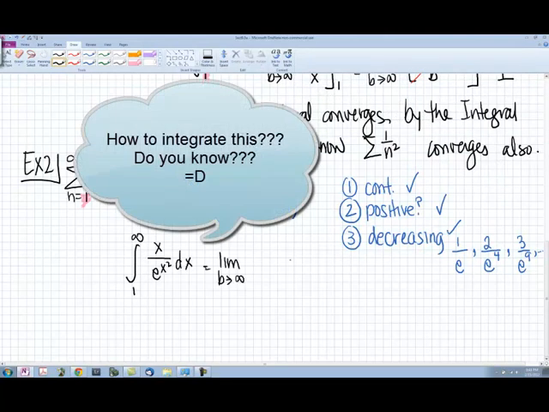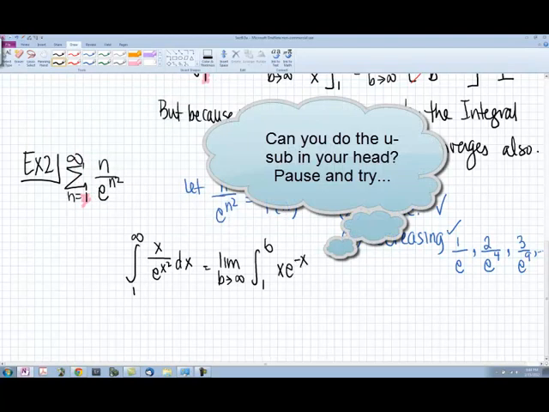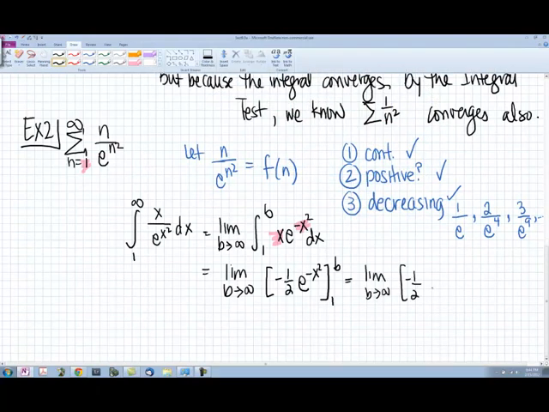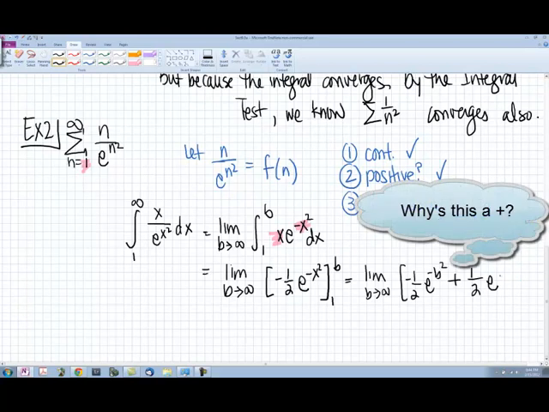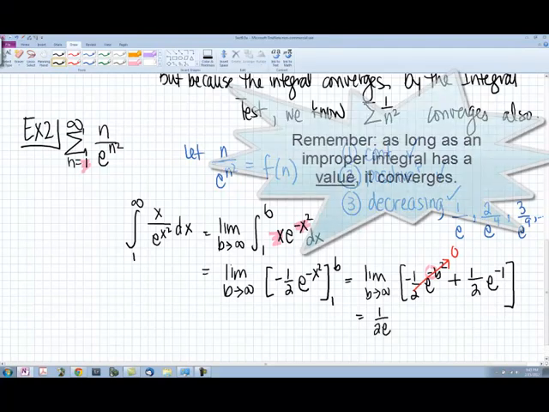But I'm first going to write a limit as b approaches infinity, and I'm going to write x e to the negative x squared instead. So this is actually going to be negative 1/2 e to the negative x squared. After I plug my numbers in, I have negative 1/2 e to the negative b squared plus 1/2 e to the negative 1 power. Now b is going to infinity. It's a negative exponent, so that means this whole thing is going to go to 0. So our integral converges to 1 over e.